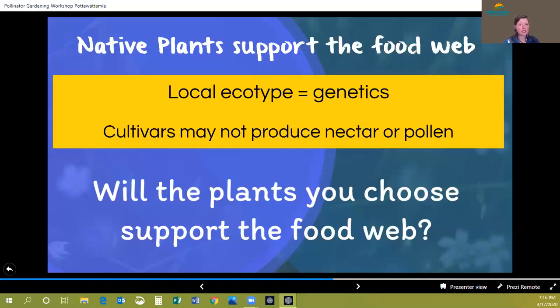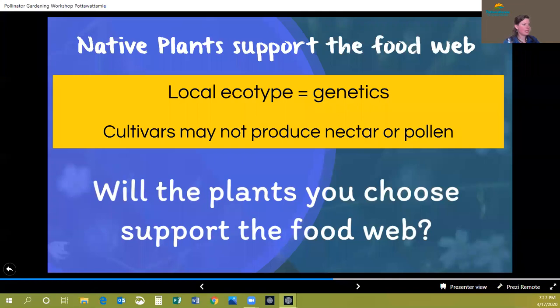Some of these things are a little harder to find. On those documents that I sent you are all kinds of links to find native plants and seeds. So if you're like, I don't know where to find native plants and seeds, because they're hard to find in our big box stores like Menards or whatever, they don't carry a lot of natives, or they have the native cultivars. So there's other places to find them.